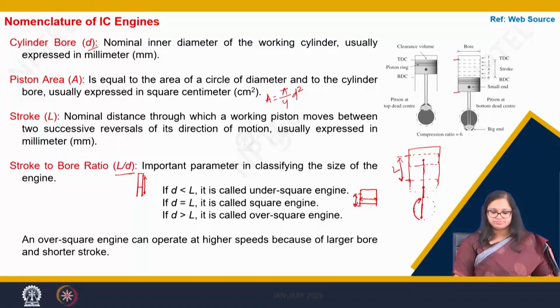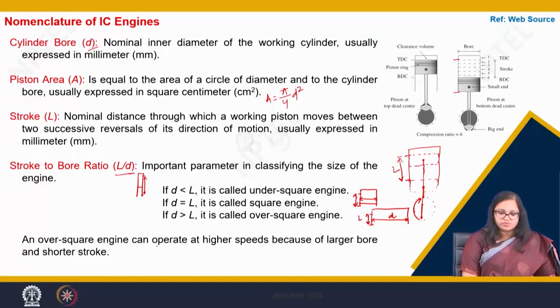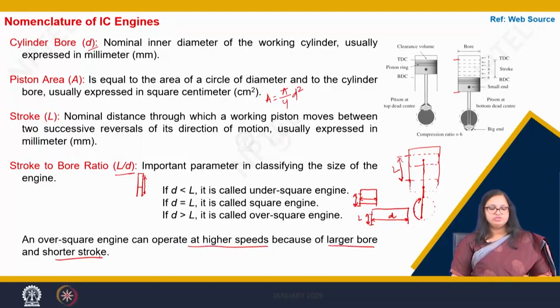And when my diameter is very large compared to my length, we call it an over square engine. So, what do we say? That an over square engine can operate at high speeds because of larger bore and shorter strokes.